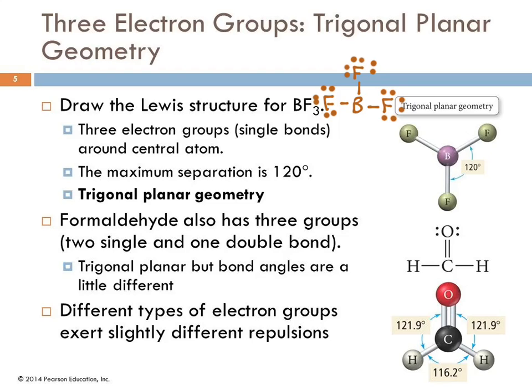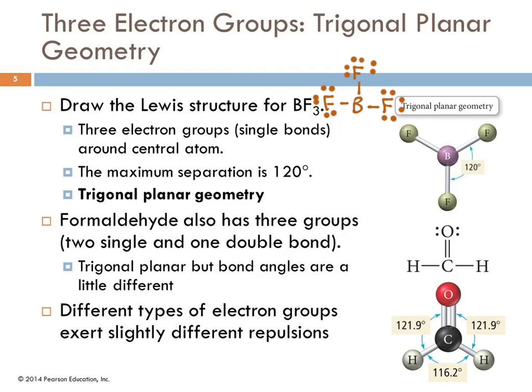So that's a trigonal planar geometry. It's a triangle and it's flat. It's in a plane. All the atoms are flat. The angle there is 120. And the angle we're looking at right here, the angle between those 2 bonds, is the angle we're looking at.